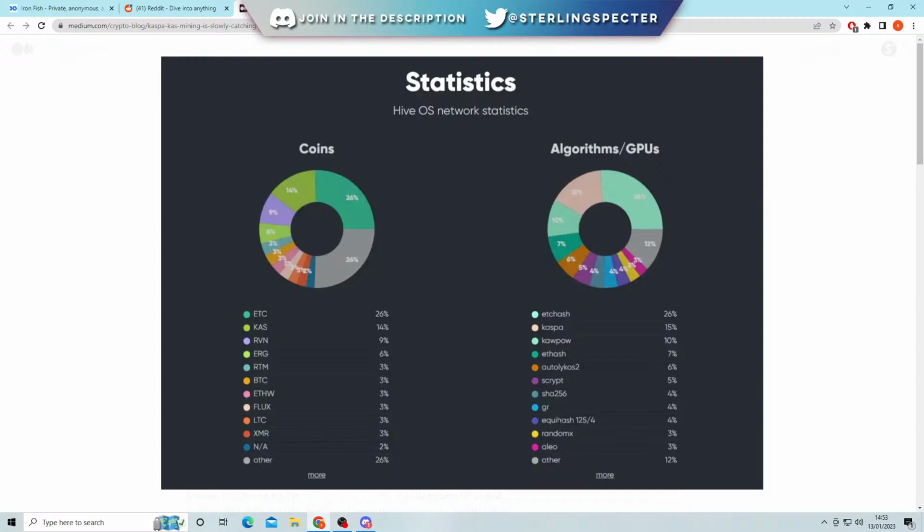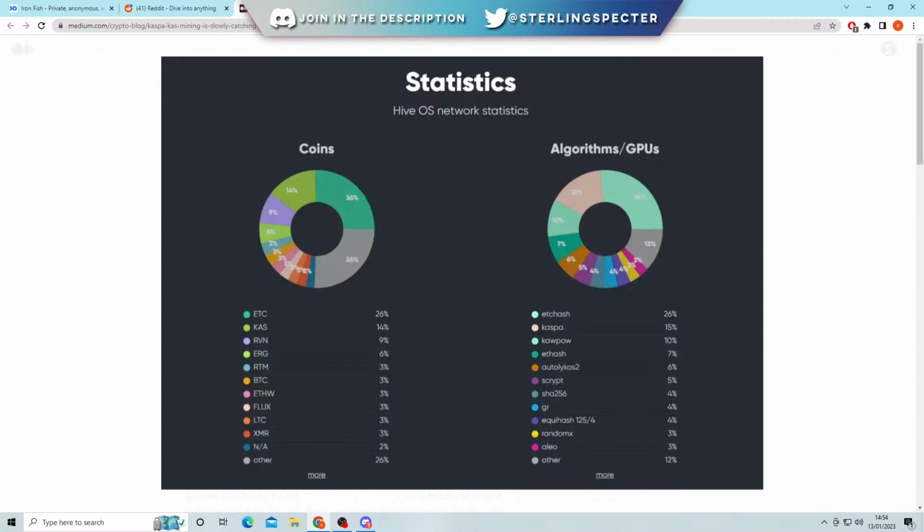Sorry, I was just looking at the chat. If you look at algorithms and GPUs, you see Ethash is obviously up there, with Casper being slightly below it in terms of coins mined. And then you've got Ravencoin, Ergo, I think that's Raptorium, then Bitcoin. But a lot of Bitcoin's not mined on HiveOS, because obviously Bitcoin would be above all of these in terms of coins and in algorithms.